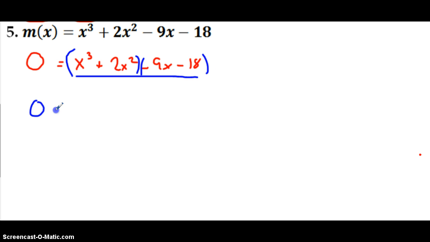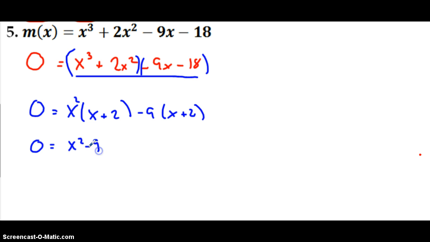So all we have to do is factor out the greatest common factor from the first 2. That's an x, and we get x squared. Oh, that's an x squared. My bad. I almost got tricked there. All right, we take out an x squared, and that leaves us with x plus 2. And from here, we could factor out a negative 9, and that leaves us with x plus 2. From here, we get 0 equals x squared minus 9 times x plus 2.